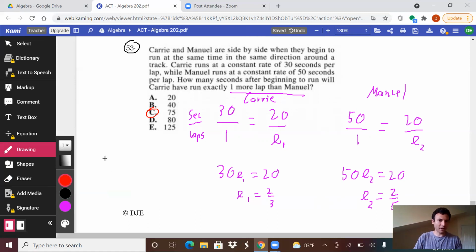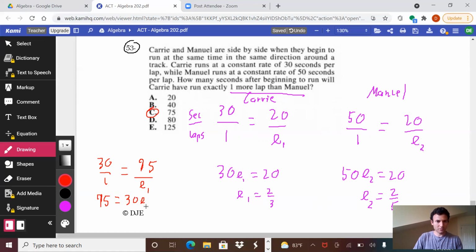If we just set this up again, 30 is to 1 lap as 75 is to L1, how many laps Carrie runs. So 75 equals 30L1. So our L1 is just going to be 75 divided by 30. So we're looking at 2.5. 2 times 30 is 60, and then another 15 to get to 75, so half of 30, so 2.5.